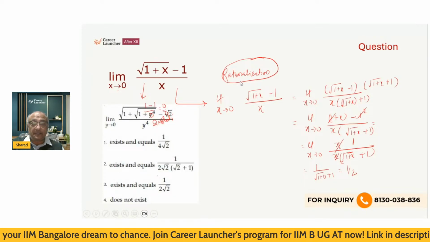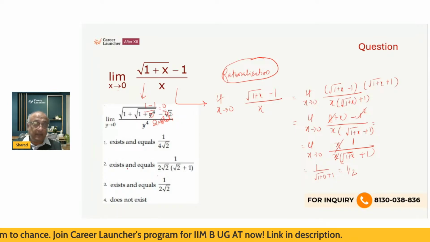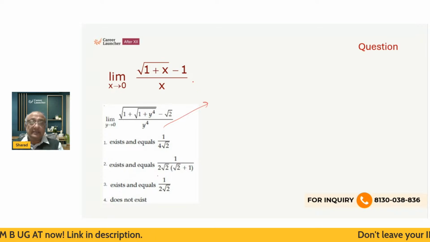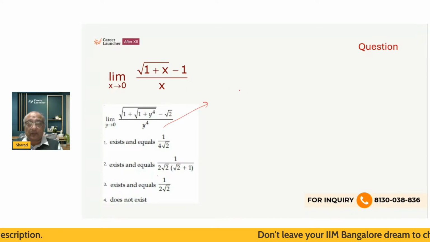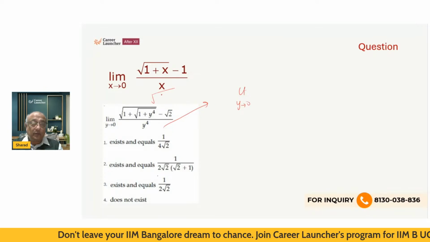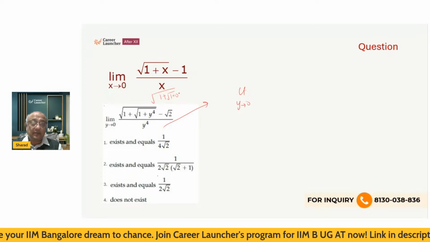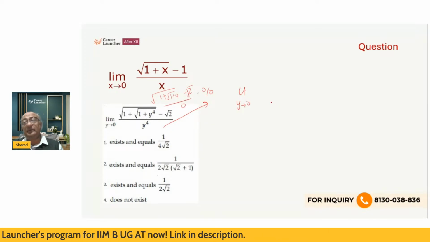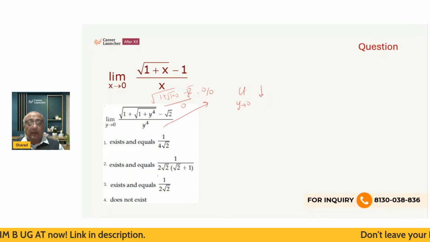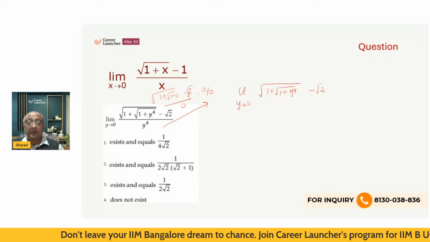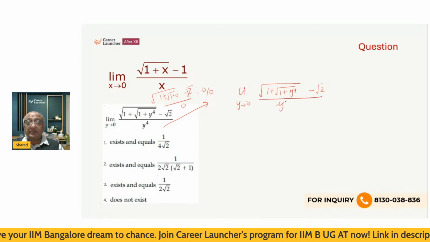There is another question which is there for you, right? Let me erase this ink which is there in front of us. This is the question. This is a simple question for revision of concept. Please solve with me. Limit y tends to 0. Again check: this is root 1 plus root 1 plus 0 minus root 2 upon 0. This is also 0 by 0 indeterminate. That's the first step we should do. Limit of (root 1 plus root 1 plus y raised to the power 4 minus root 2) upon y raised to the power 4.